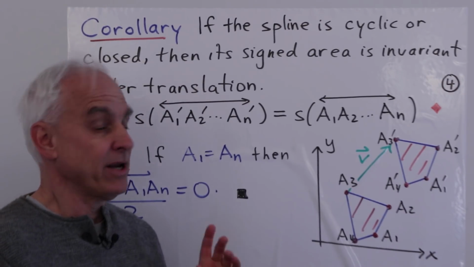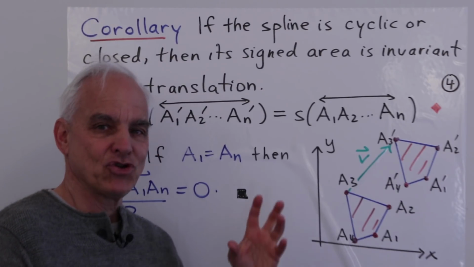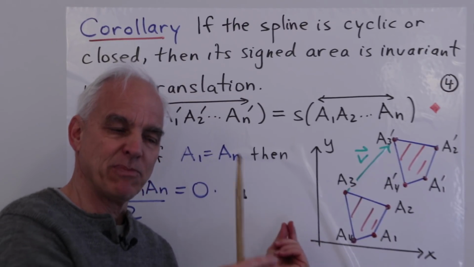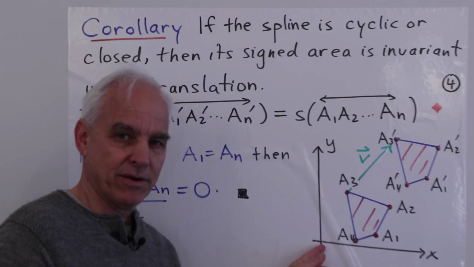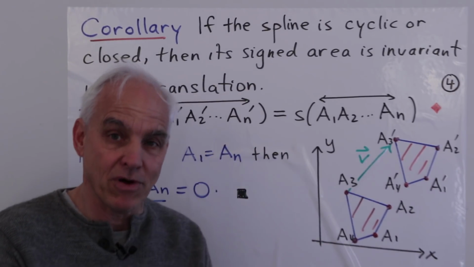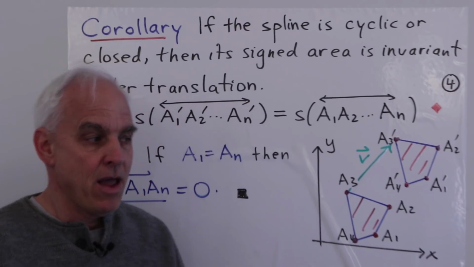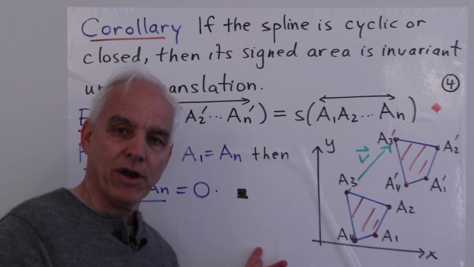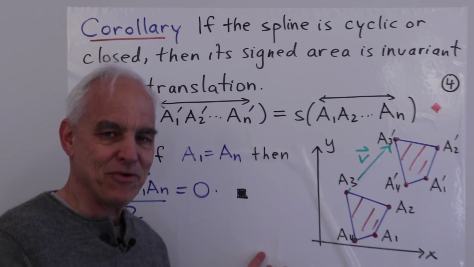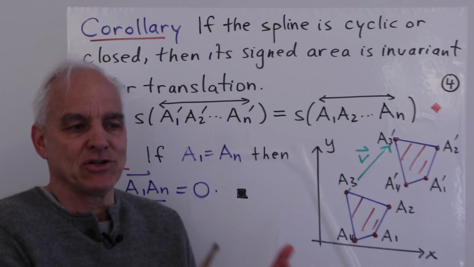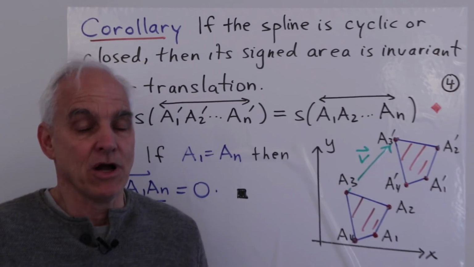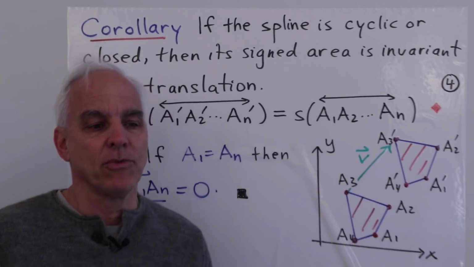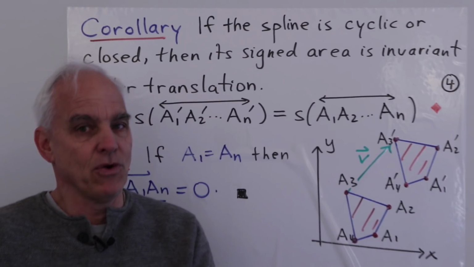This also can be interpreted in another way. So instead of thinking about translating the spline, sometimes we can think about moving the origin, because our splines are defined in terms of the origin. Right? It's always vectors from the origin that we're taking cross products with. And now we learn that if we're talking about a closed spline, we can move the origin. Don't have to move the spline, we can move the origin. And the net effect on the signed area is 0. It's not going to change the signed area. So that's another way of interpreting the theorem, in terms of what happens when you change the position of the origin.